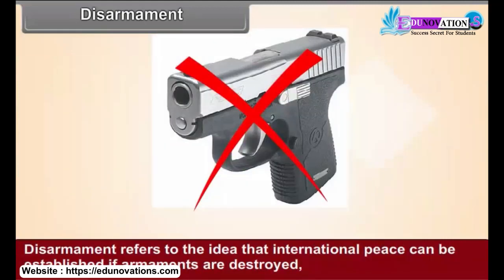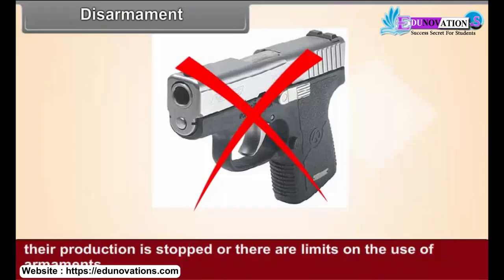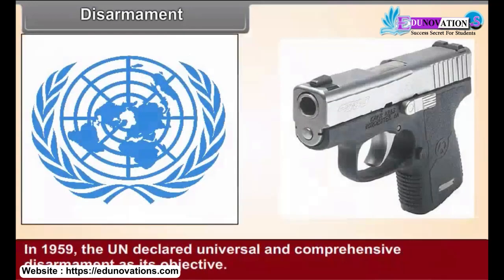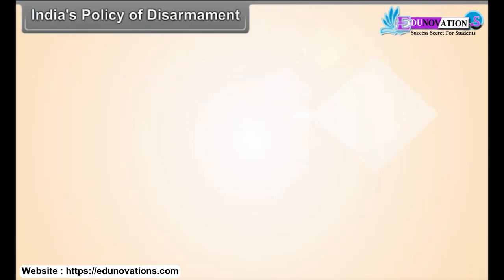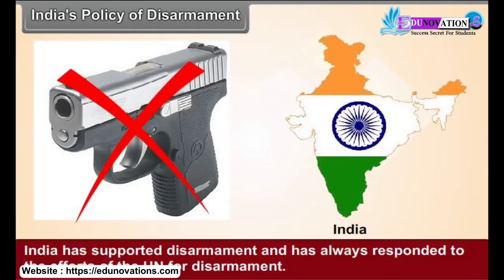Disarmament refers to the idea that international peace can be established if armaments are destroyed, their production is stopped, or there are limits on the use of armaments. In 1959, the UN declared universal and comprehensive disarmament as its objective. India's policy of disarmament. India has supported disarmament and has always responded to the efforts of the UN for disarmament.